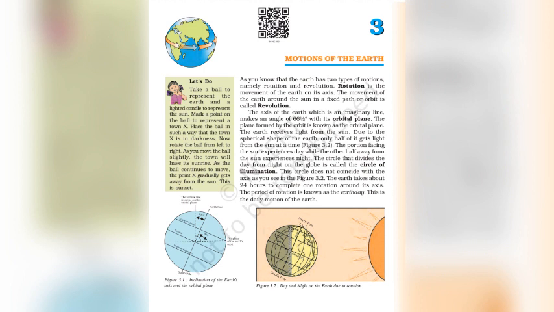On 21st March and 23rd September, direct rays of the sun fall on the equator. At this position, neither of the poles is tilted towards the sun, so the whole earth experiences equal days and equal nights. This is called an equinox. On 23rd September, it is autumn season in the northern hemisphere and spring season in the southern hemisphere. The opposite is the case on 21st March, when it is spring in the northern hemisphere and autumn in the southern hemisphere.